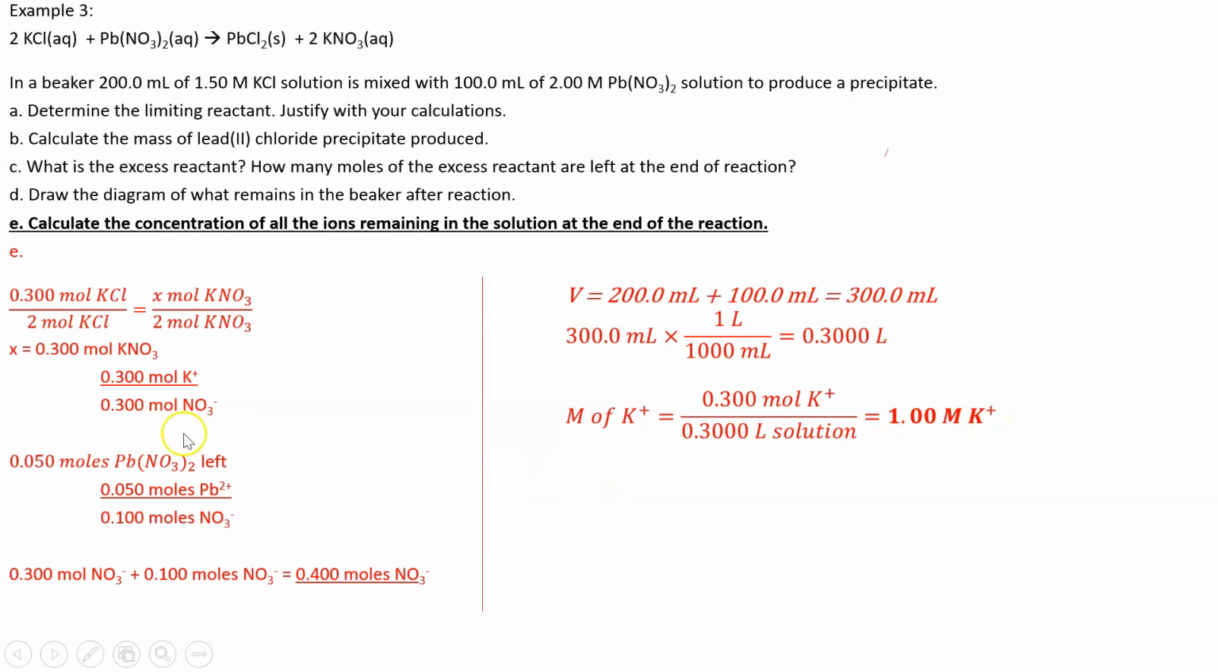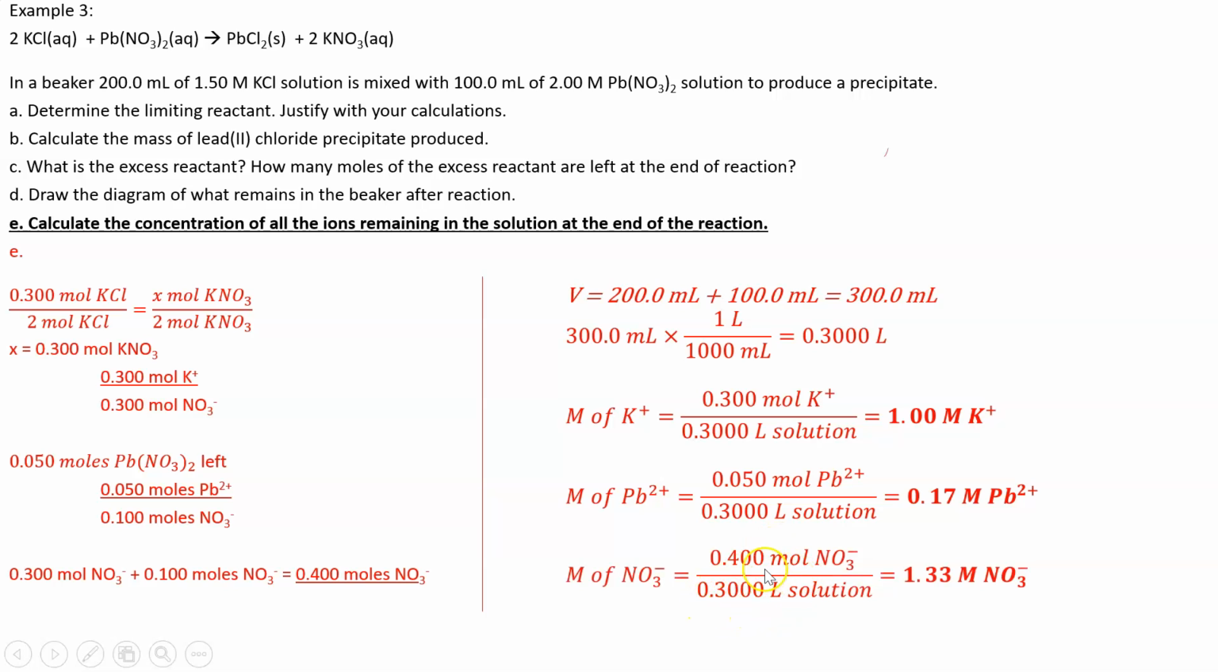The molarity of lead ions is going to be 0.050 divided by 0.3000. That gives us 0.17 molar lead ion concentration. And then finally, nitrate ions, we just found that down here, 0.400 moles of nitrate divided by 0.300 liters of solution gives us 1.33 molar nitrate.